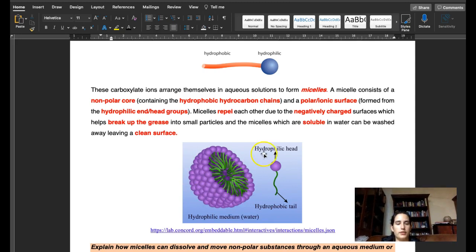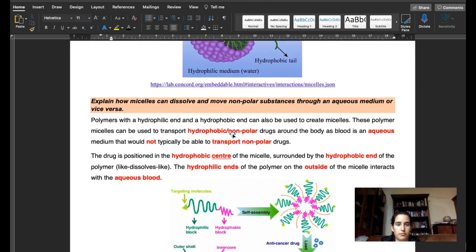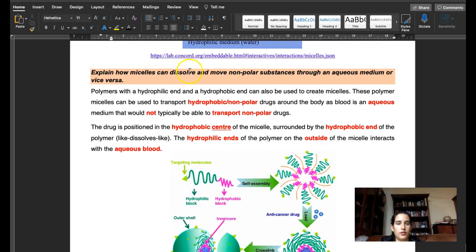And so we'd have several of these micelles forming, which would, one, repel each other, and two, if we agitate it, we'll have the outside of the head interacting with the water, so it's quite a strong interaction. And so if we agitate it, we'll be able to break the interaction with the surface of the cloth, for example, and that will break the micelle off and carry the dirt away as well, because the dirt will be involved in the hydrophobic center. So then they can dissolve and move nonpolar substances through a medium.